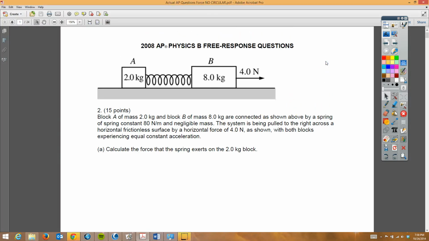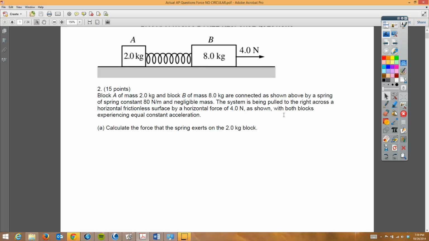This problem is 2008, number 2, and it has to do with force and it has to do with springs, so we'll do a little bit of both. The first thing they want us to do is calculate the force that the spring exerts on the 2 kilogram block. So to do that, first thing we need to do is let's go ahead and do a diagram for just our system.